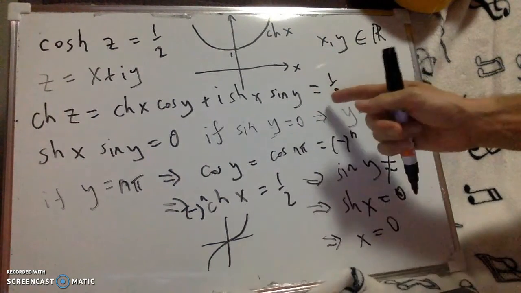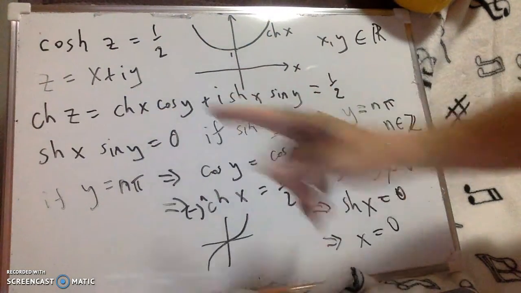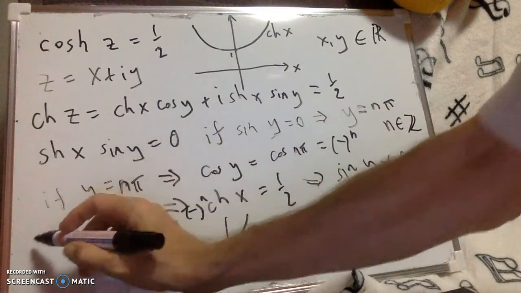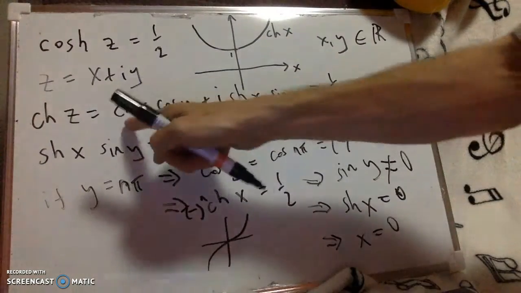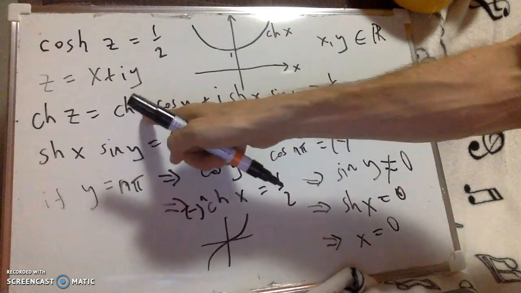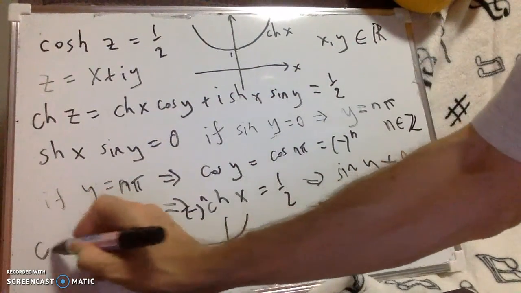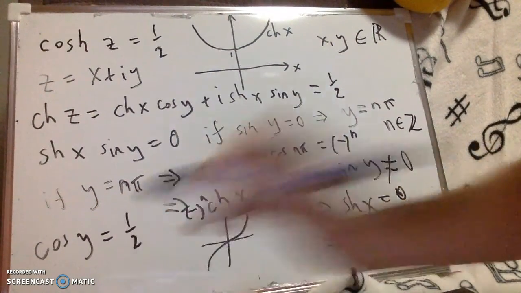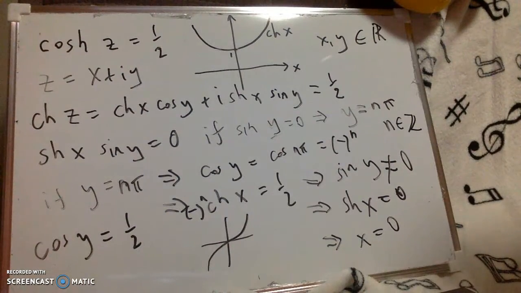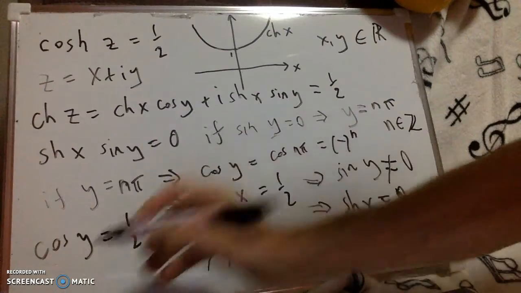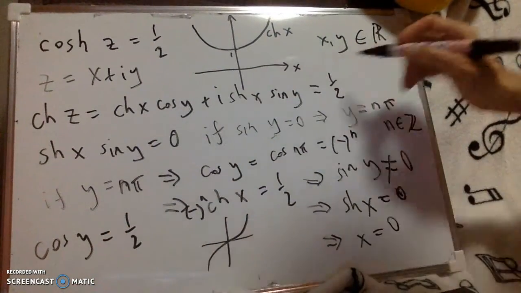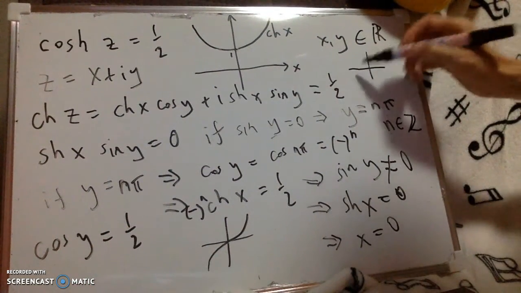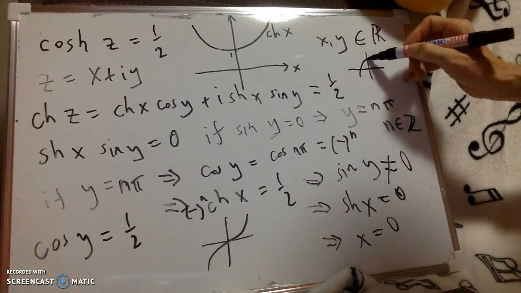We can go back and look at the real part of this equation and say, okay, that means with x equals 0, we've got cosh x equals 1. So we just have cos y is equal to 1/2. And hopefully you know what that implies. That implies that y, just to remind you what cos looks like, cos looks like this.